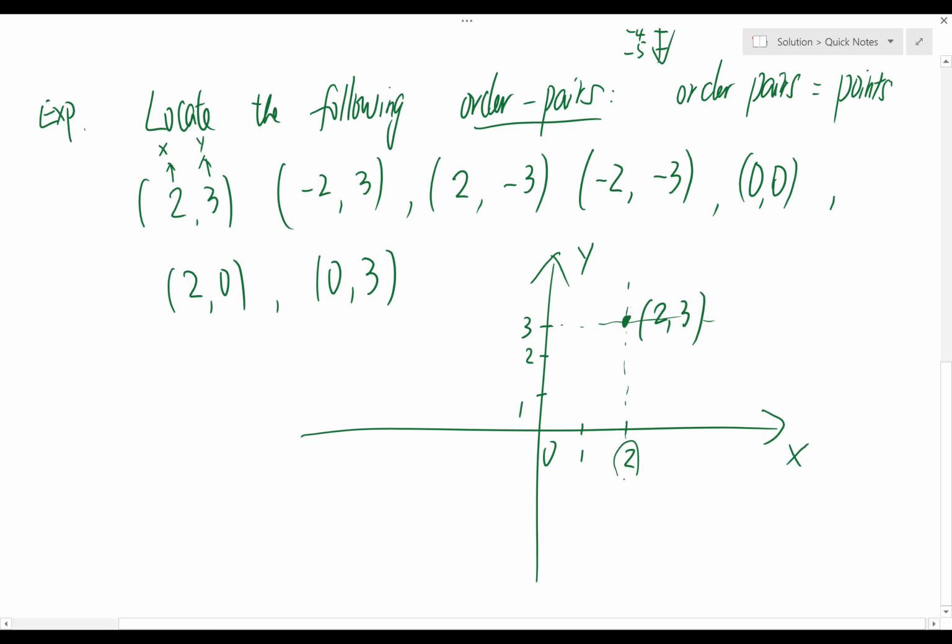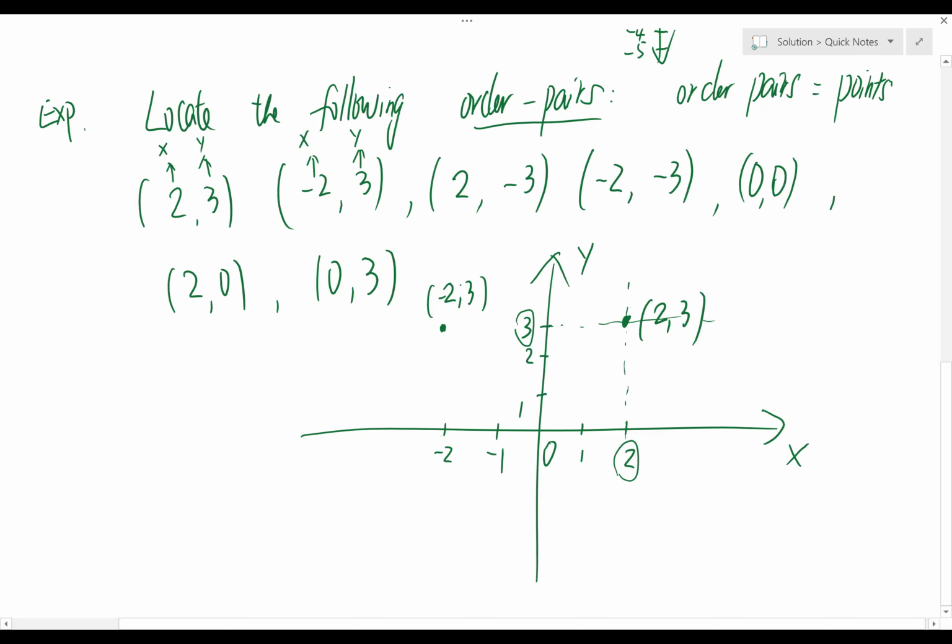X value equal to 2, y value equal to 3. Okay. And the second ordered pair is -2, 3. So -2, that's the x value, is negative. So it should be on the left-hand side of the 0, right? So this is -1, -2. So right here. And then the y value is +3. So the y value is right here. So 3 and -2, they intersect. And this intersection is the ordered pair we're looking for. Okay. -2, 3.